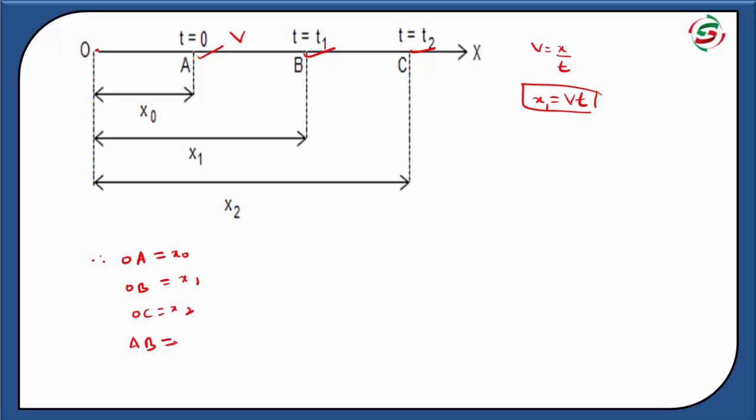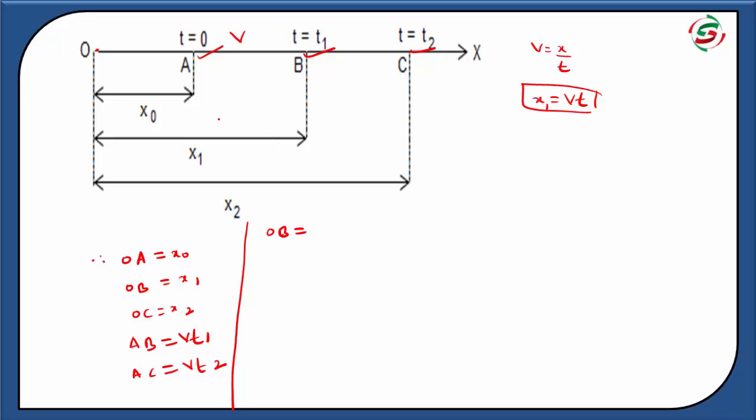AB is equal to V into T1. The rate of change of displacement is called velocity, and AC is equal to V into T2. The rate of change of displacement AC is equal to V into T2.